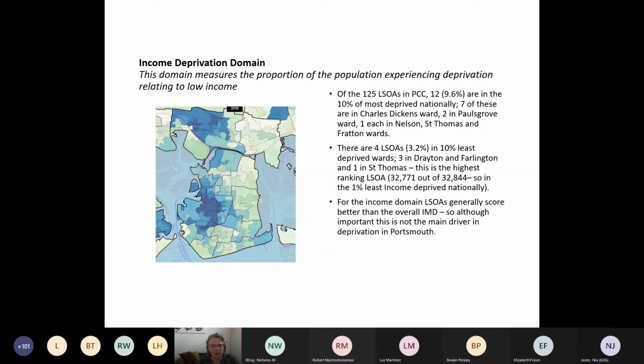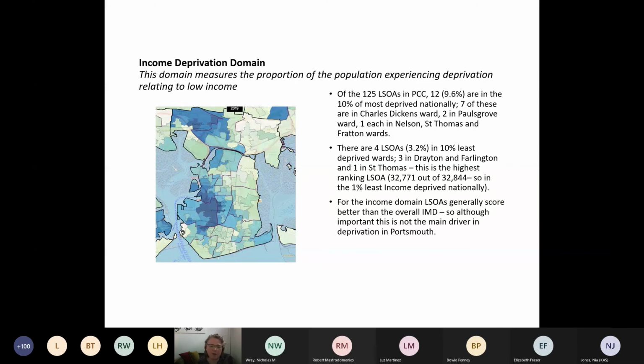The average IMD. And then for each of the domains, we produced this summary that looked at where the most deprived areas were within that. So alongside, the detail's not important, but say of the 125 LSOAs, 12 are in the most deprived nationally. 7 of these are in Charles Dickens ward and the others in other wards.